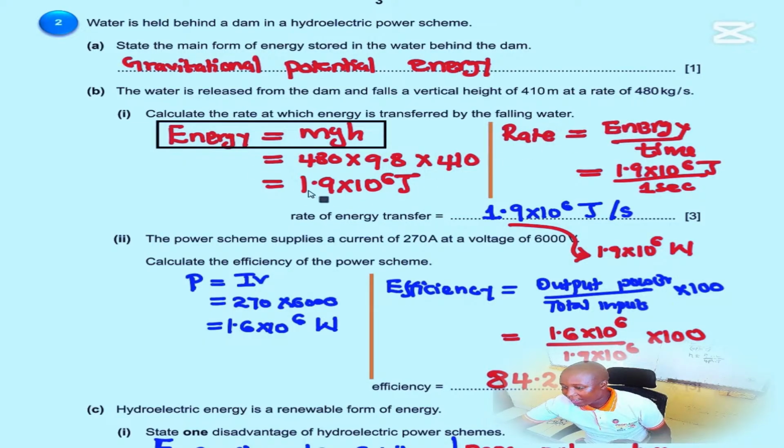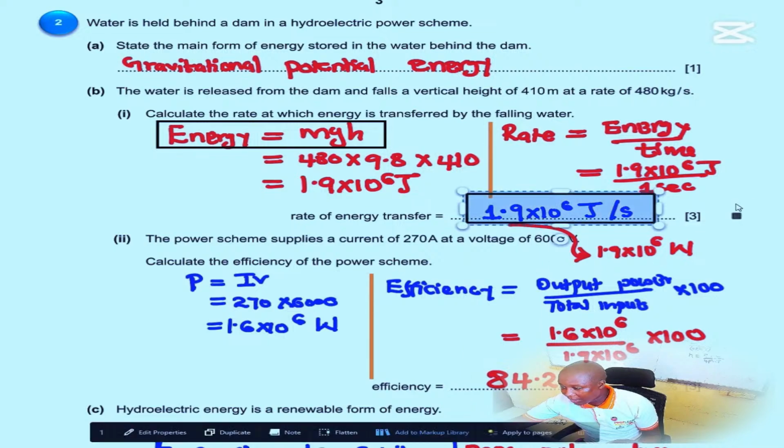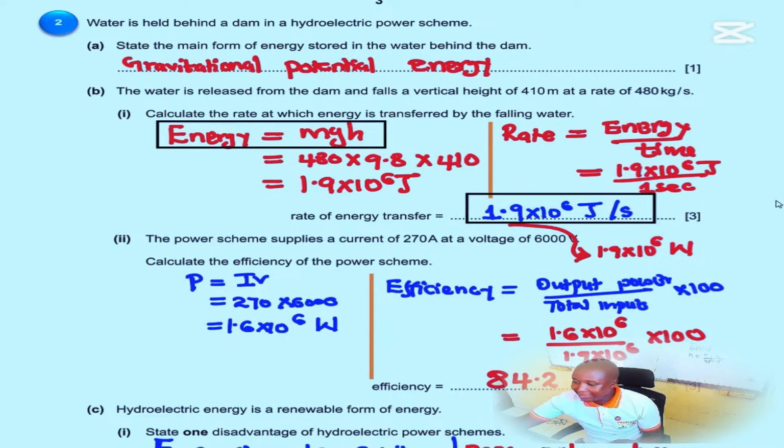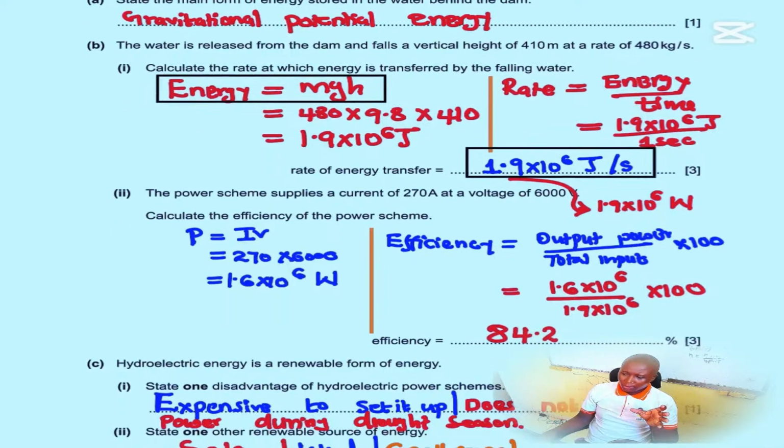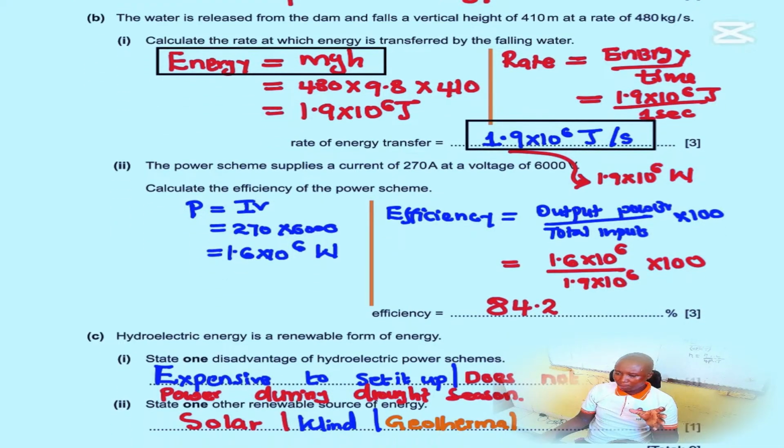Then our energy is 1.9 times 10 raised to the power 6 joules per second, remember. And then we are going to divide by time, which is 1 second, and then the rate becomes this. And something that we need to remember is that the rate at which energy is transferred is basically power. So this is also referred to as power.